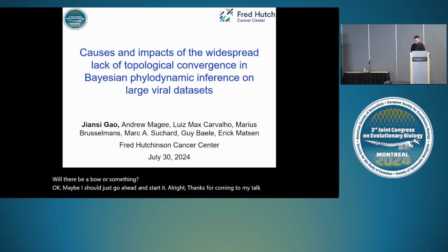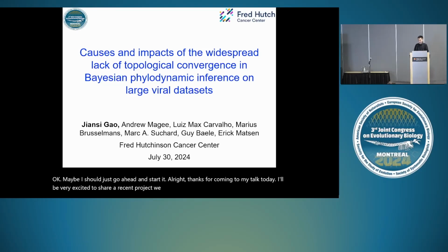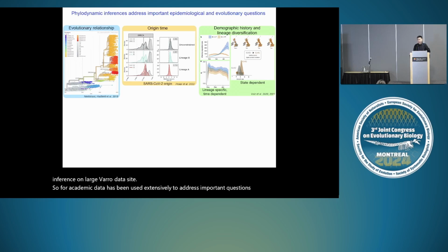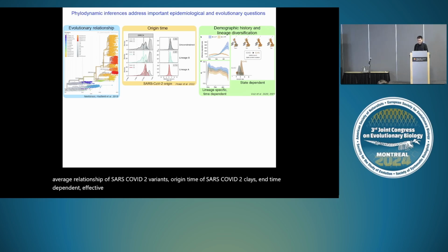I'm very excited to share a recent project we did on characterizing tree space of Bayesian phylogenetic inference on large viral data sets. Phylogenetic analysis has been used extensively to address important questions, including the evolutionary relationships of SARS-CoV-2 variants, the origin time of SARS-CoV-2 clades, and time-dependent effective population size.